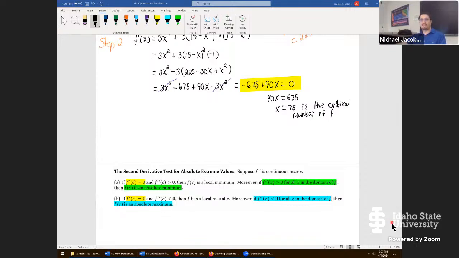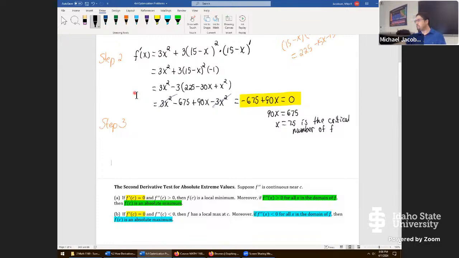Wow, we still have some time. I think we might be able to finish off this problem. Here's step 3. Now in step 3, what we're going to do is take our first derivative in its most simplified form. It's right here by the red dot, and just differentiate it again.